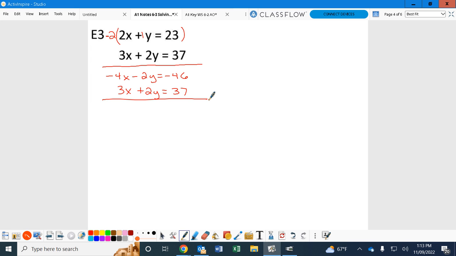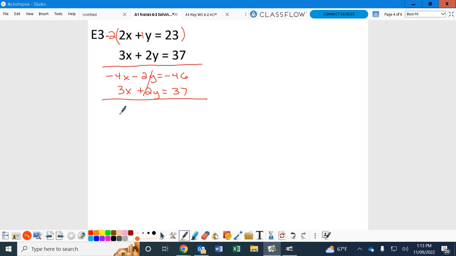Every single one of these is going to have it set up like that, where it's two of them. You got to do it every time until you can start canceling something out. Can you cancel something out now? Yes. The y. The two y's, the y's with the twos in front. Okay, when I combine the x's, negative 4x and positive 3x is going to give you what?